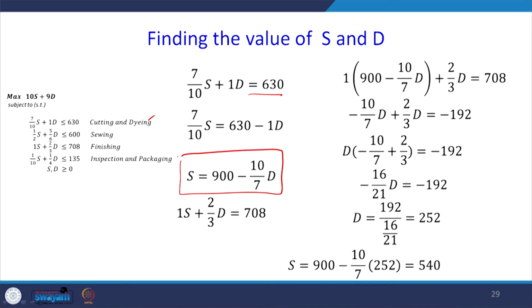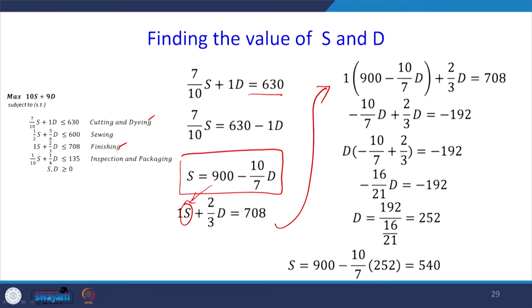The other constraint which is intersecting is your finishing constraint. I have taken 1 by 1 S plus 2/3 D equals 708. So, instead of S, I am going to substitute this value. That I have taken here.